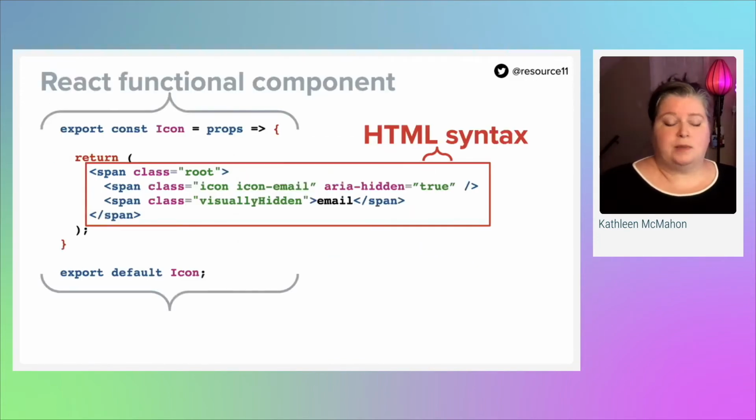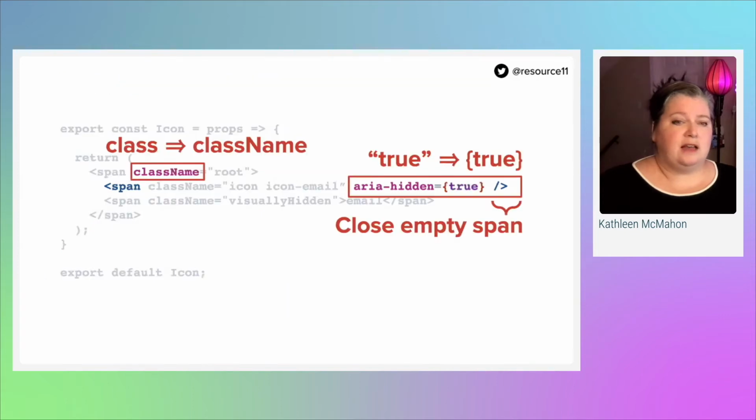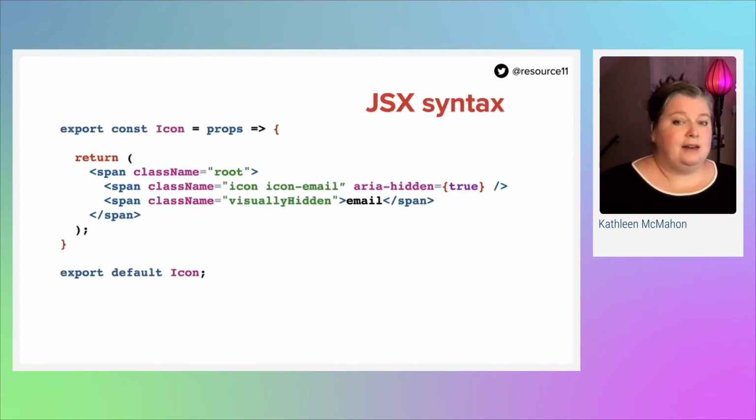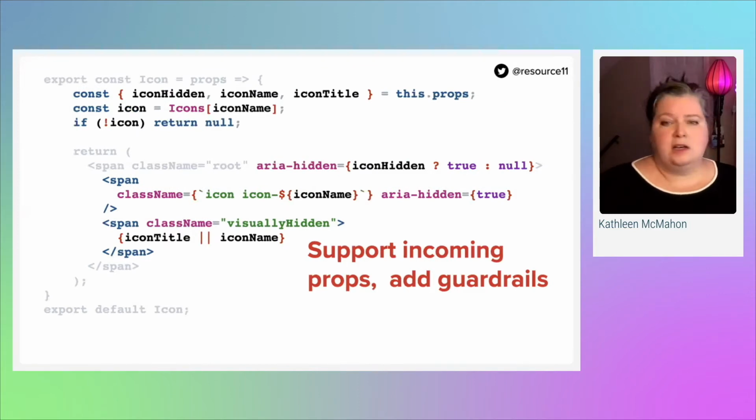Now that we have an accessible icon pattern, let's pop this into a functional component and convert this syntax to JSX. We're going to change that class attribute to className, convert that true string to a Boolean value of true, and self-close that empty span. And voila, now this is a static icon component in JSX. Let's make this component more flexible now and expand that syntax to support 3 incoming props: iconHidden, iconName, iconTitle, and add some guardrails.